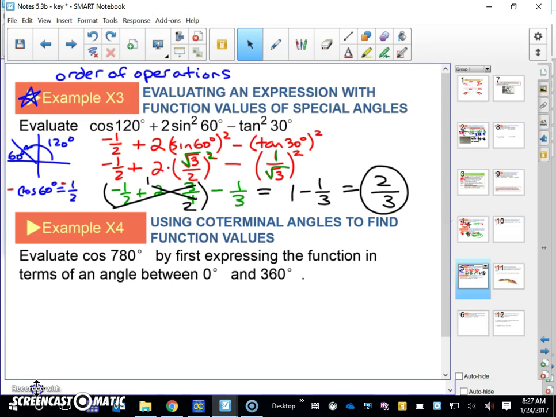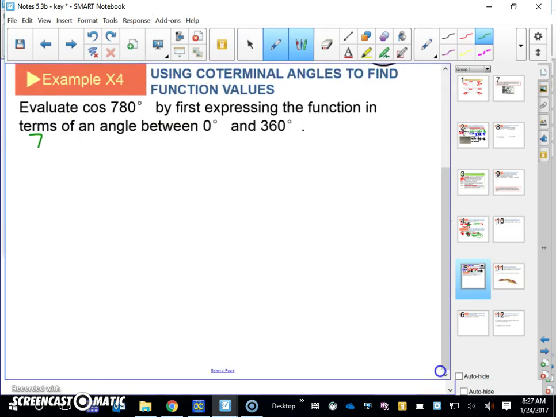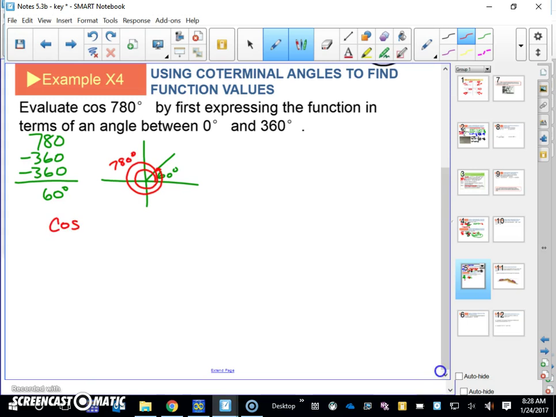Okay? Example x4 is a little bit easier. Evaluate cosine 780. Well, 780, I want to find that least positive coterminal. So let's subtract 360 a couple of times. We're going to end up getting 60. Okay, so 780 doesn't equal 60, but they put themselves in the same place. They end up or terminate in that same exact quadrant. Okay, so think about your 60 degrees, or if you want to, you go around once, twice, and then all that is 780, but they're in the same place. And so cosine 780 looks like cosine 60.